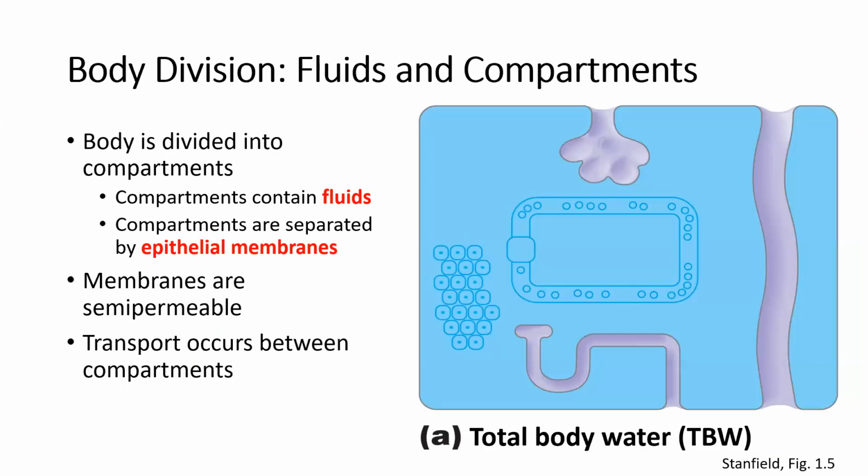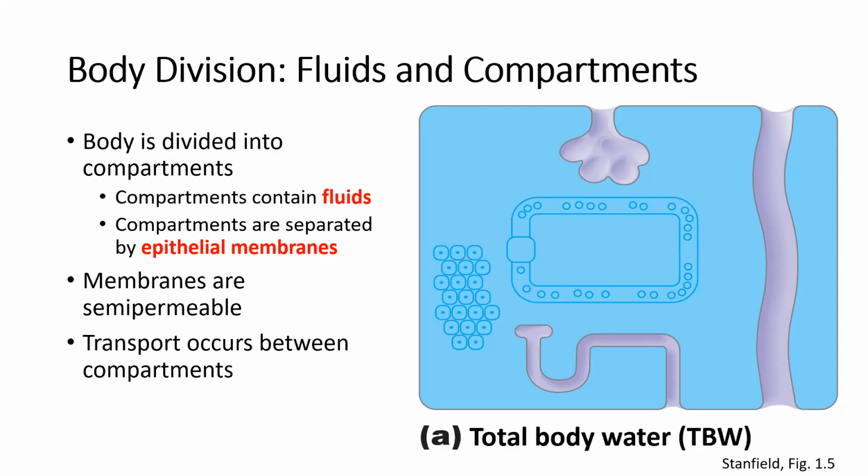All right, let's look at the body divisions, the different fluid compartments that we were speaking about earlier. As I mentioned, the body is divided into these separate compartments, each of these compartments having a different proportion of fluid, and they're separated by these epithelial membranes that we mentioned earlier. So the membranes must be semi-permeable because we talked about the importance of the communication of these compartments, right? The fact that the cells must communicate with the plasma, the plasma must communicate with the interstitial fluid, and the interstitial fluid must communicate with the external environment.